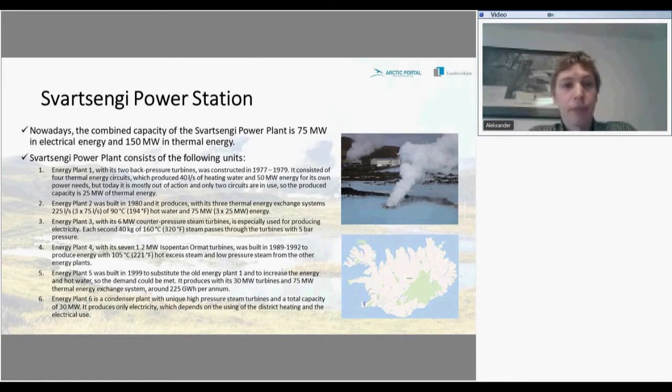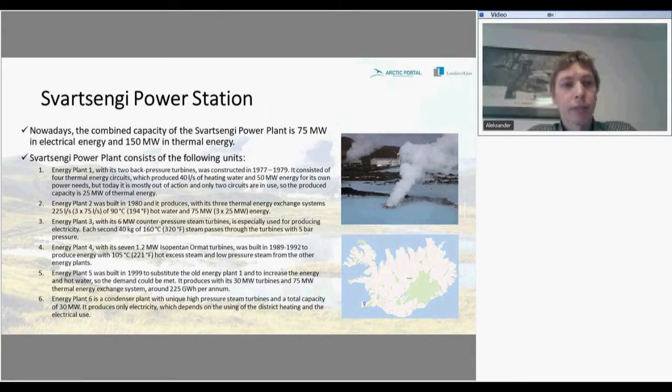The fourth unit, which was built in 1989, has 7 1.2 megawatt turbines. The fifth unit was built in 1999 to practically replace the first one, and presently it produces 30 megawatts. So it has 30 megawatt turbines and produces 75 megawatts of thermal energy.